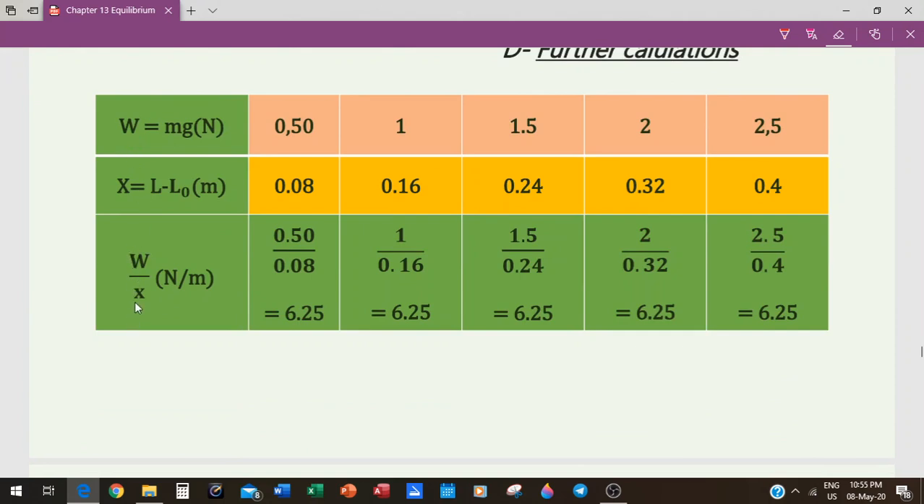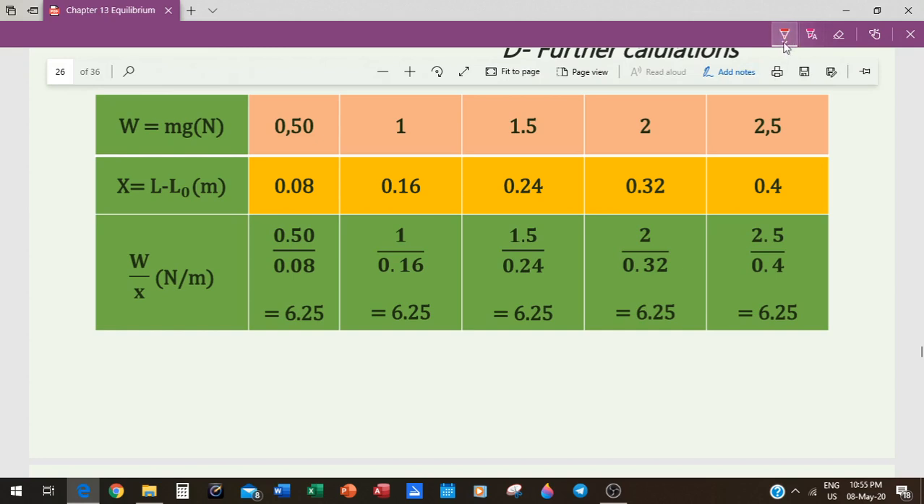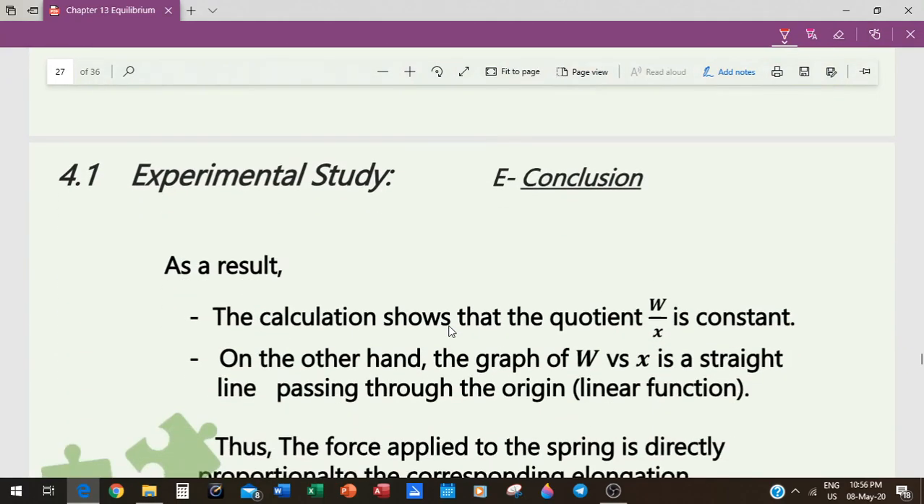We divide W over X, weight over elongation. We get 0.5 over 0.08, 1 over 0.16, 1.5 over 0.24, 2 over 0.32, 2.5 over 0.4, as you can see in the table, and we get what? A constant. We get a constant value, which is 6.25, and its unit is newton per meter.